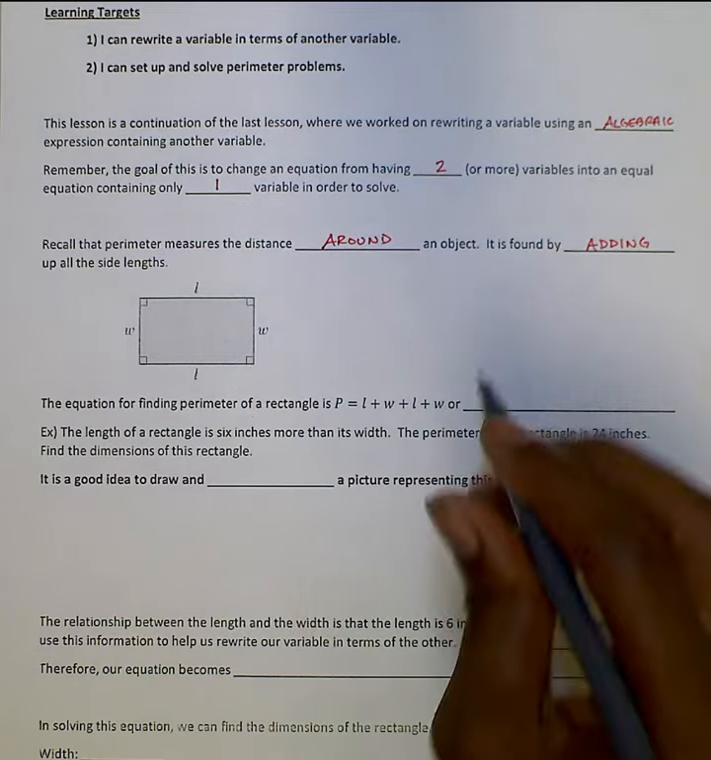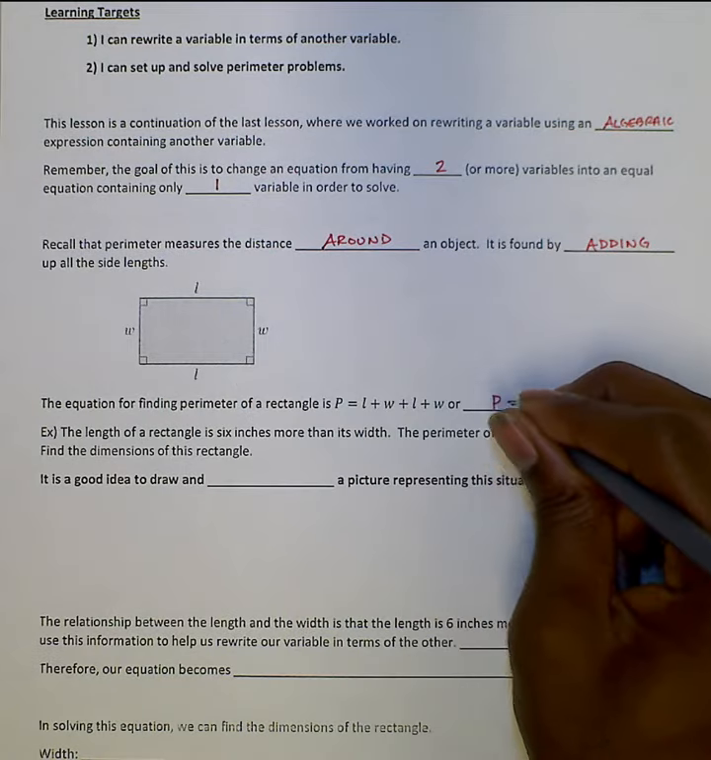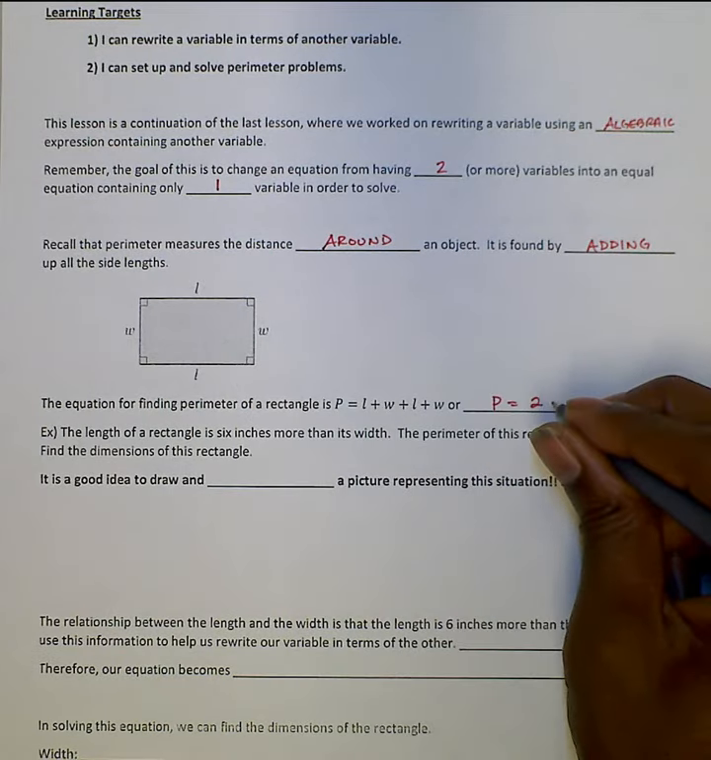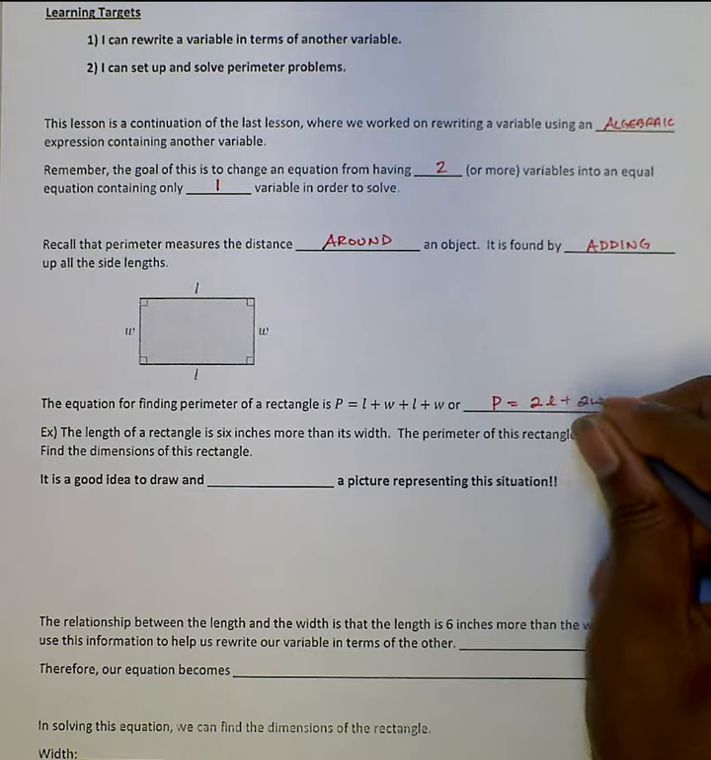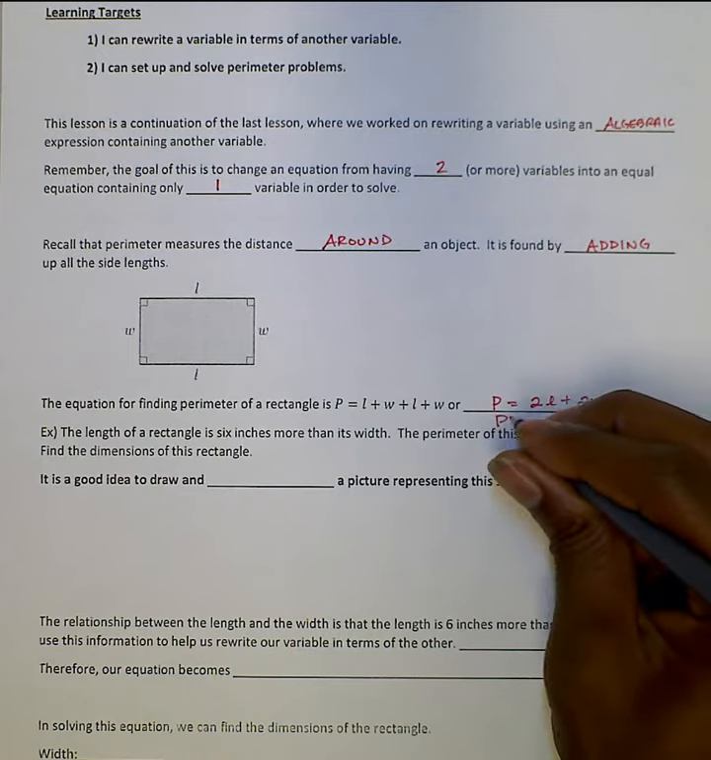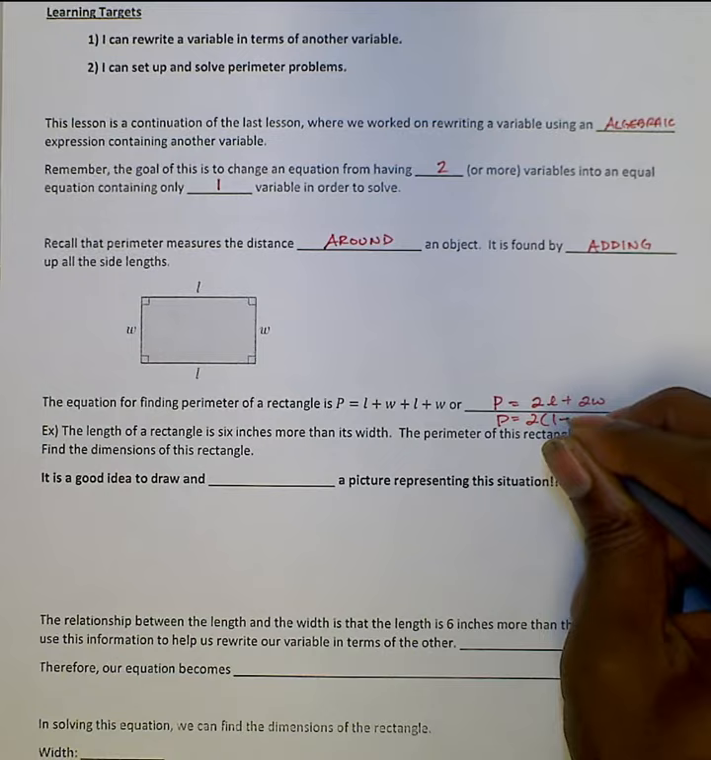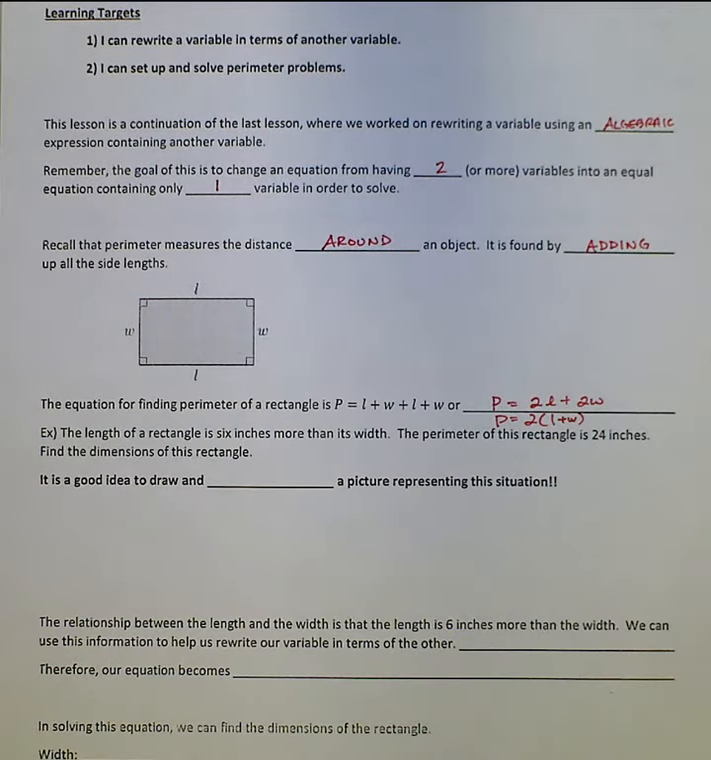Or you can say P equals 2L plus 2W. Or some people will like it as 2(L plus W). Either way, that's a bunch of different ways to say add up all the sides. Okay, let's look at some problems involving perimeter.